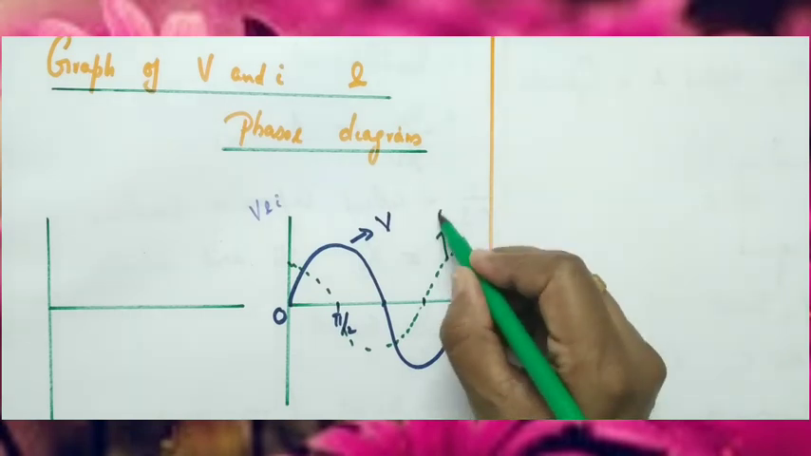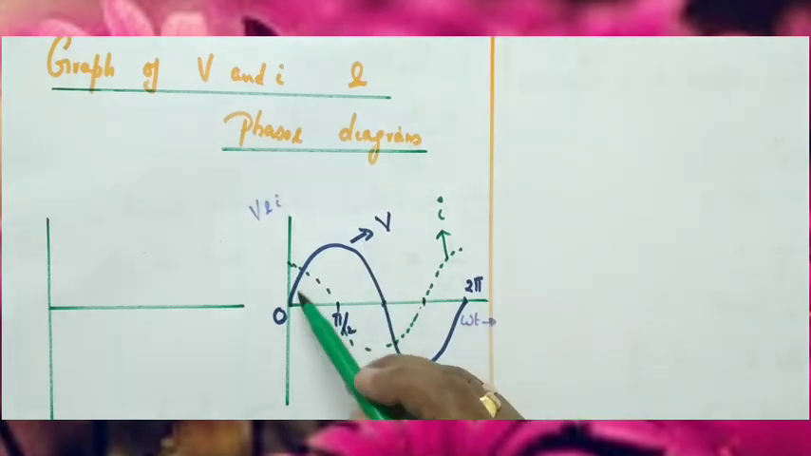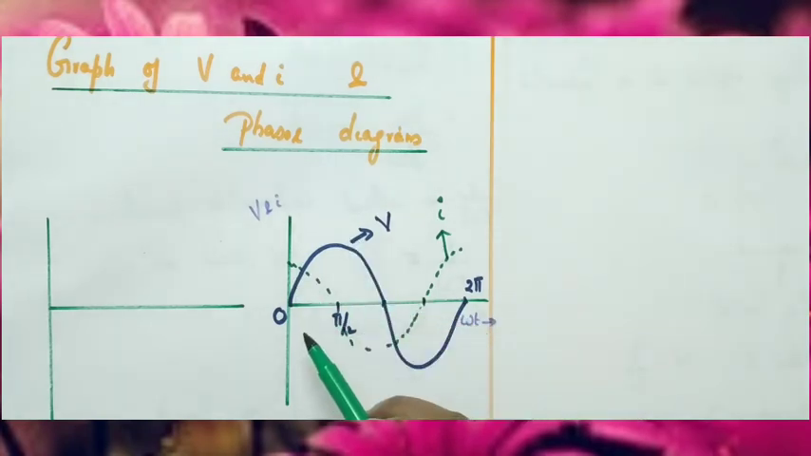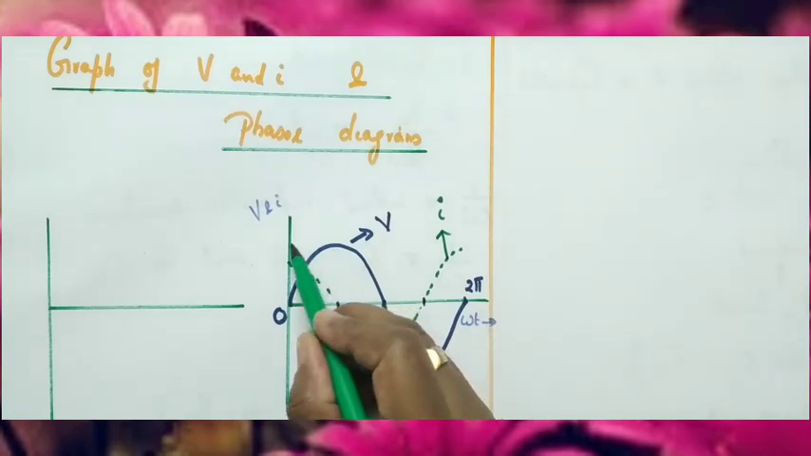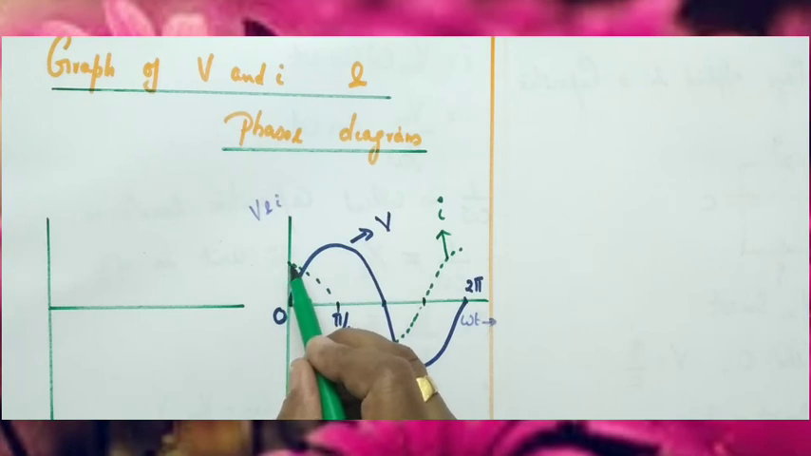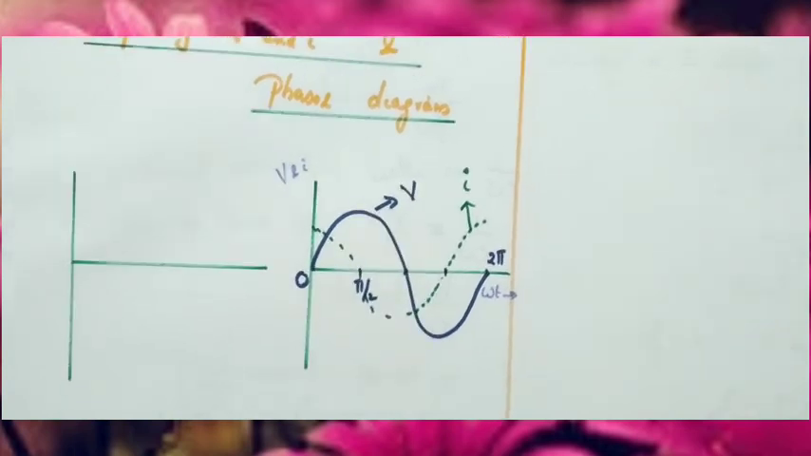So this dotted line represents current. Clear? From the graph itself it shows that current leads voltage by an angle pi by 2, and the magnitude of current is less than the magnitude of voltage. Here this maximum value represents Vm, this maximum value represents Im. Clear children? Now how will you draw the phasor diagram?